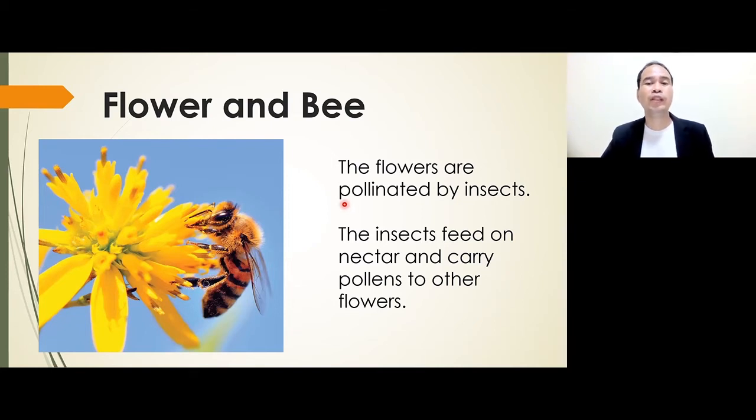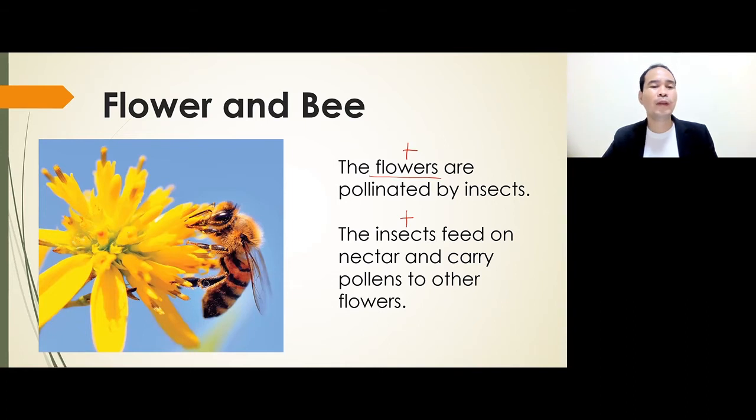It's pollination, okay? So let's look at the example again. The flowers are pollinated by insects. So in this case, the flower seems to be happy, right? The insects feed on nectar. Nectar is a sweet liquid from the flower. So in this case, the insect is also happy. But please take note that from our example here, which is the bee, the bee can survive without this flower, right? The bee can just go to another flower.